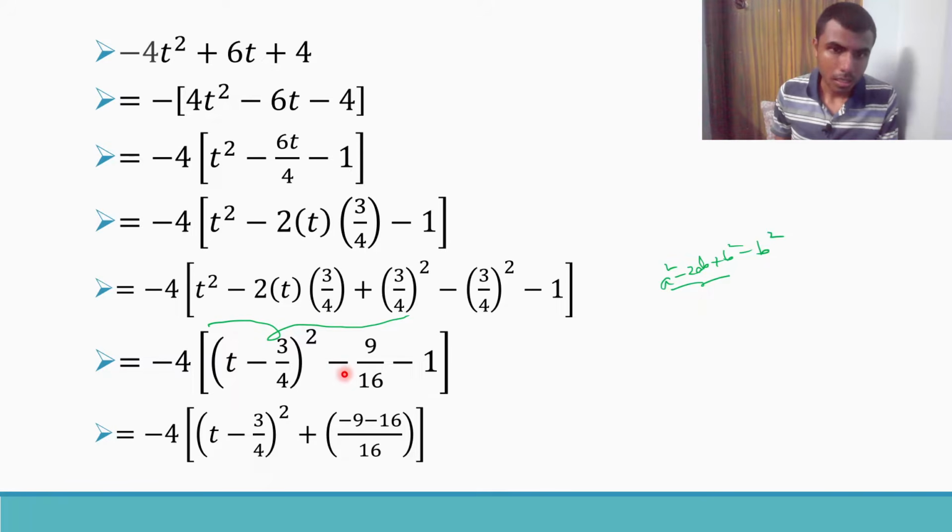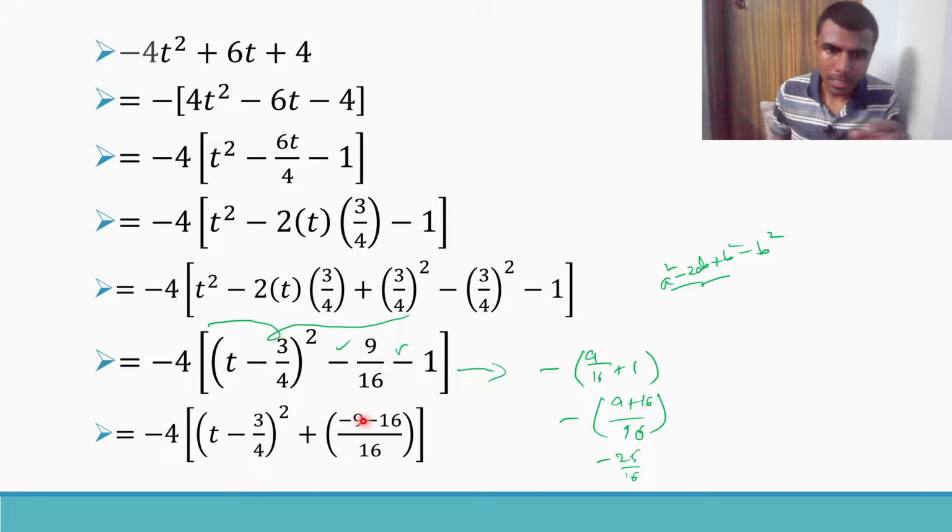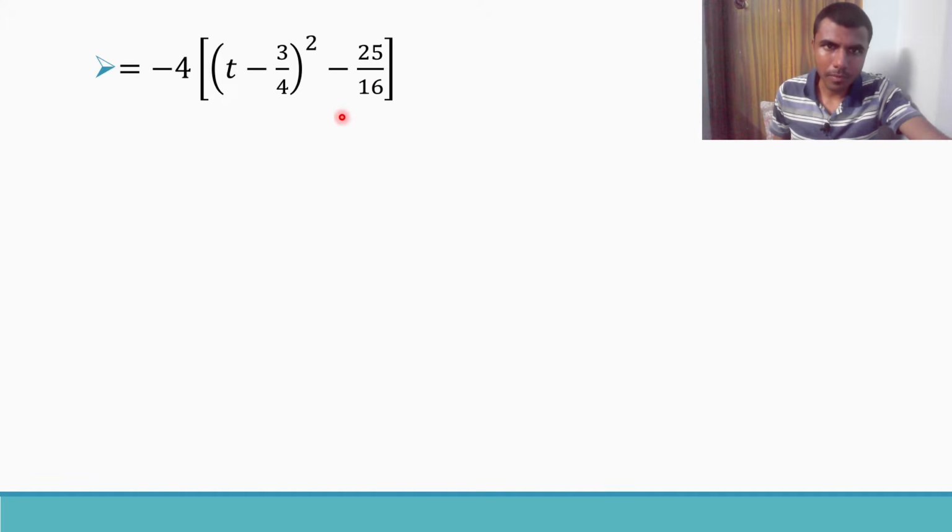Okay, fine. In case you are not able to understand this step, you could do it in another way also. You can take minus common. This term has minus and this term has minus. If you take minus common, then I get minus of 9 by 16 plus 1. So again minus of 9 plus 16 by 16, so minus 25 by 16. Again this also will be minus 9 minus 16, which is minus 25 by 16. That's what you will see in the next step. Minus 25 by 16.